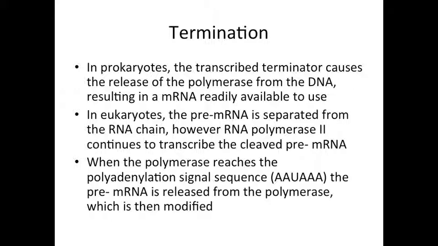However, in eukaryotes, the pre-mRNA is separated from the RNA chain, and the RNA polymerase II continues to transcribe the cleaved pre-mRNA. When the polymerase reaches the polyadenylation signal AAUAAA, the pre-mRNA is released from the polymerase, which is then modified.